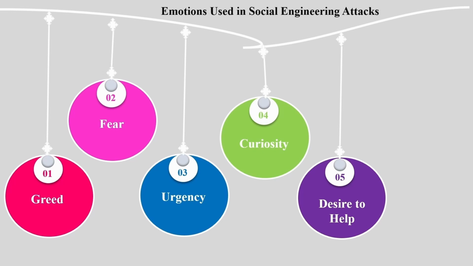Let's see the next emotion, that is trust. Trust is a very strong emotion we humans feel. Like if we see an association with a brand or person we trust, then the communication gathers more credibility. So these are the emotions used in social engineering attacks. I hope you understand these emotions.